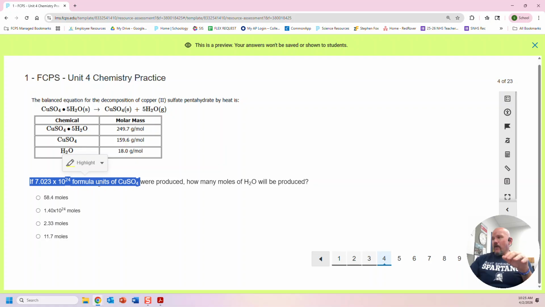I think it's the same question, but instead of formula unit, they use the word molecule, and that's kind of incorrect. Molecule should be used for particles of a covalent compound. Copper sulfate's an ionic compound, so I really shouldn't use the word molecule. I should use the word formula unit. So if you see the word molecule paired up with an ionic compound, don't worry about it. It means the same thing. How many particles, you have this many particles of this, so how many moles of water are you also going to get? That's the way to think about it.